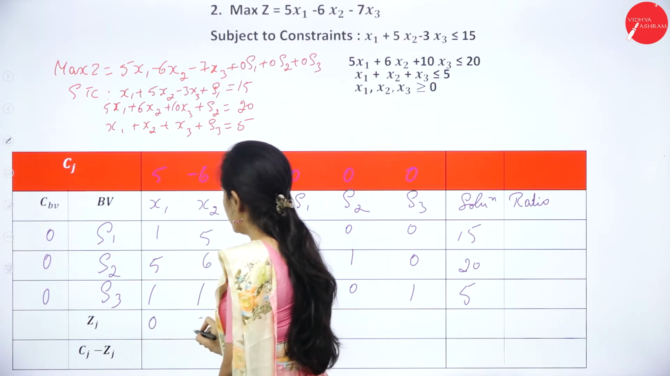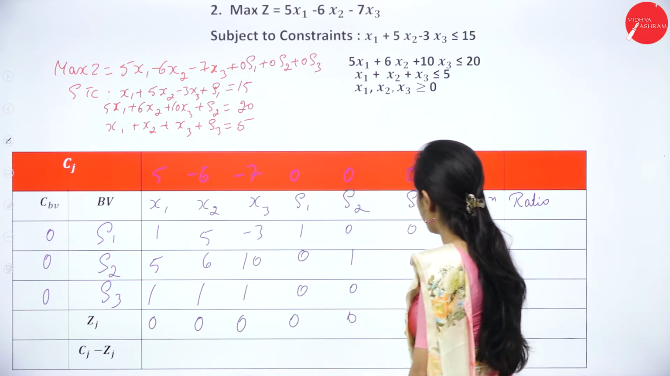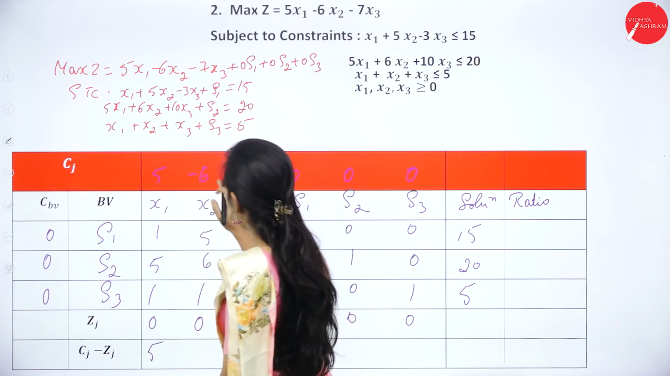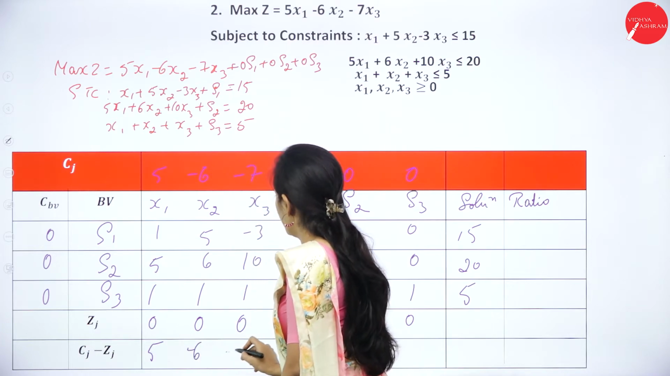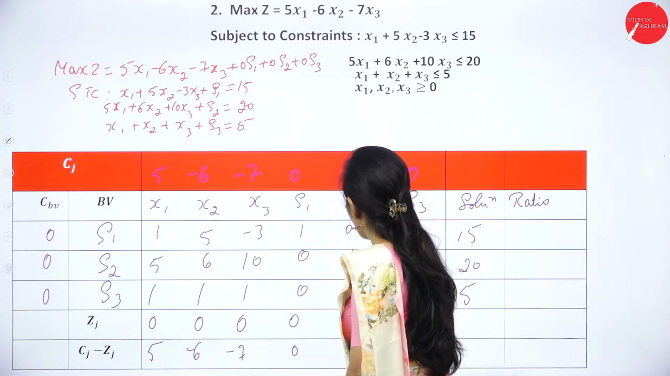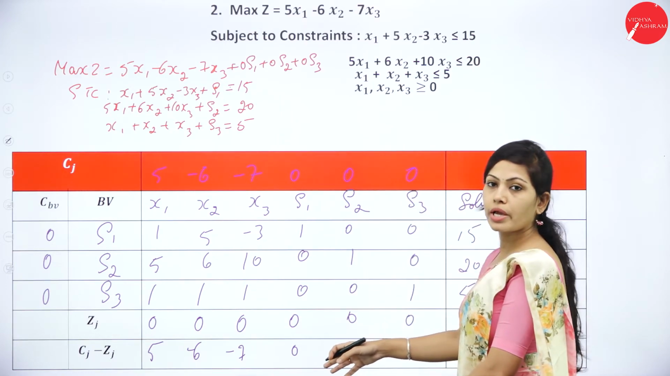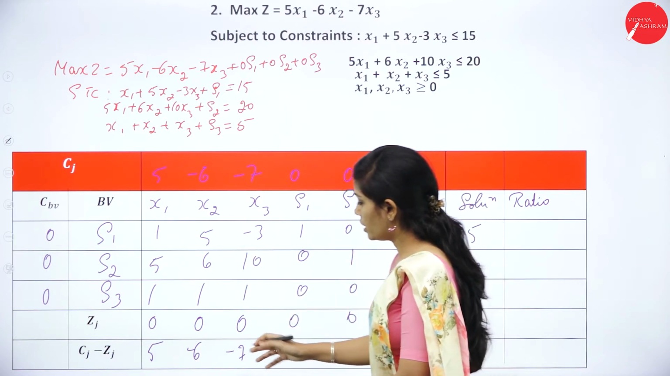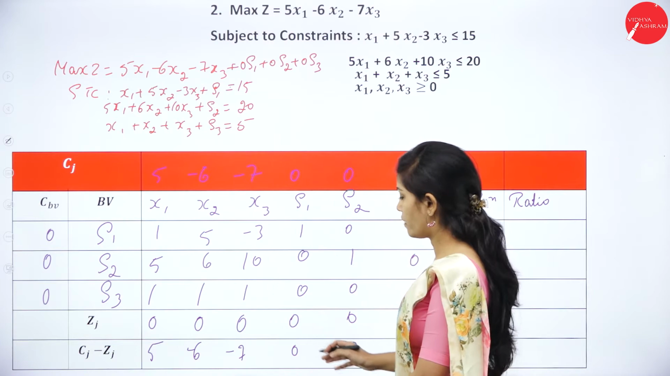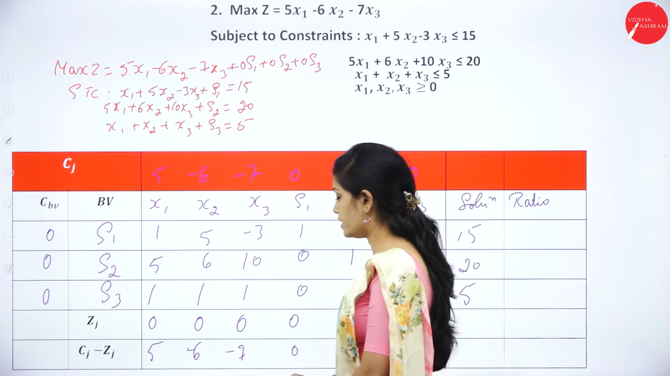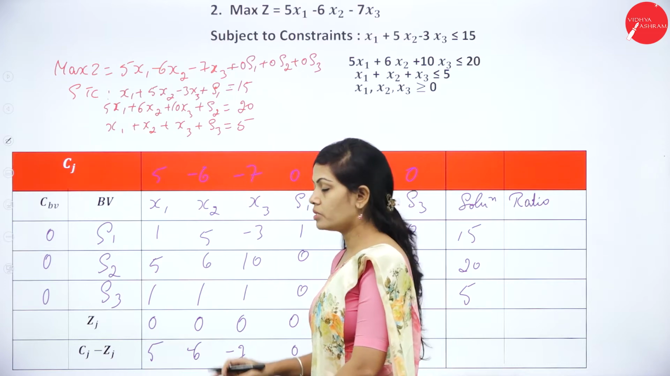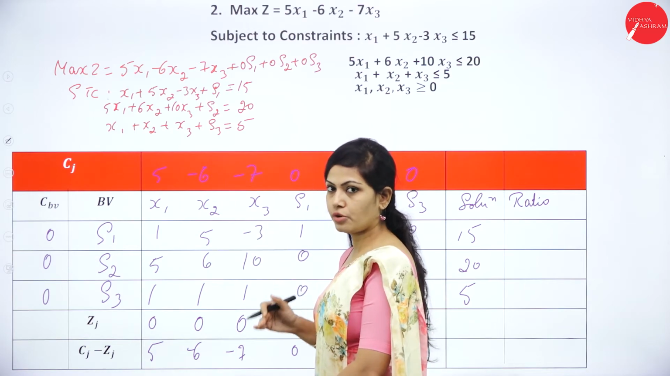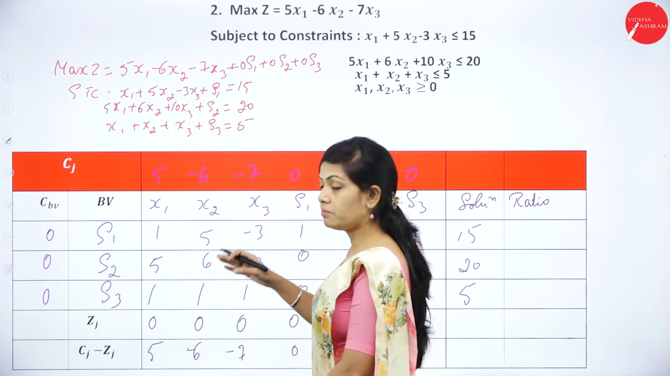Now we can find the Zj value. Zj value is 0, since 0 into any number is 0. And now find Cj minus Zj: 5 minus 0 is 5, minus 6 minus 0 is minus 6, minus 7, 0 minus 0, 0 minus 0 and 0 minus 0. Now you can cross verify whether these values satisfy the optimality or not. Here I have one positive value, so this is not satisfying the optimality condition, which means you can move further. So you have to find the key column and key row.